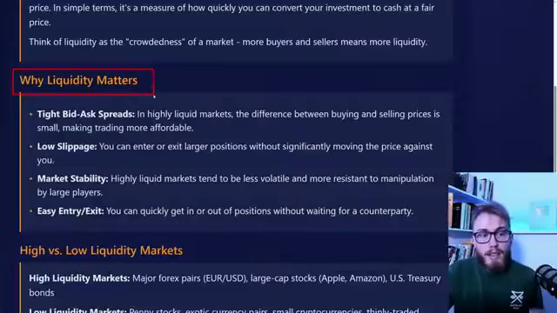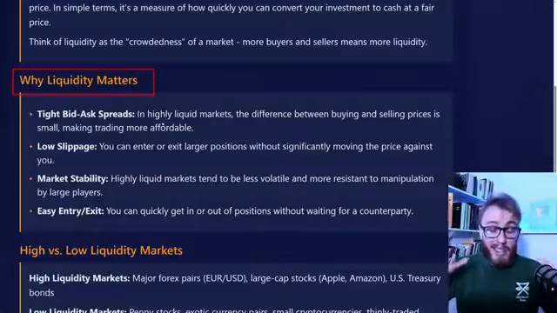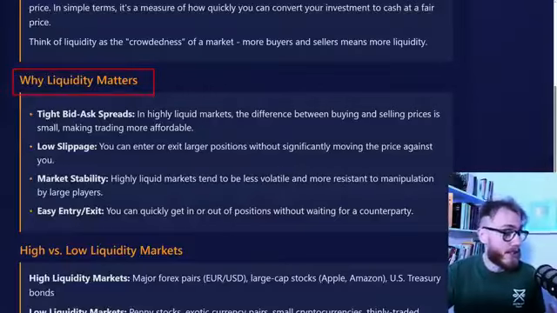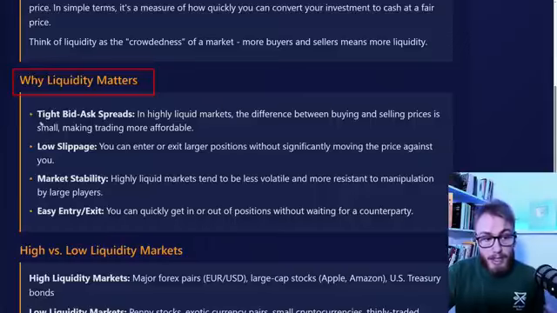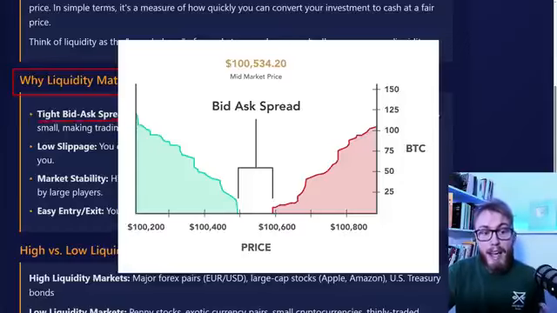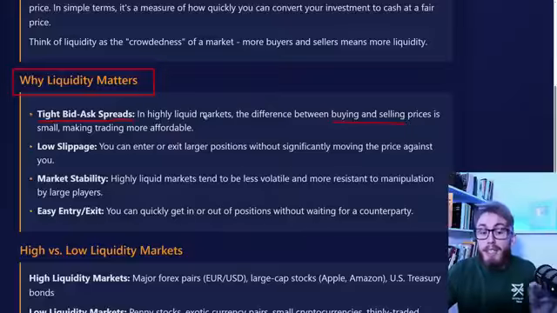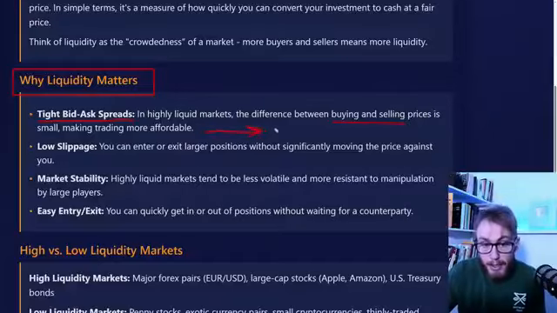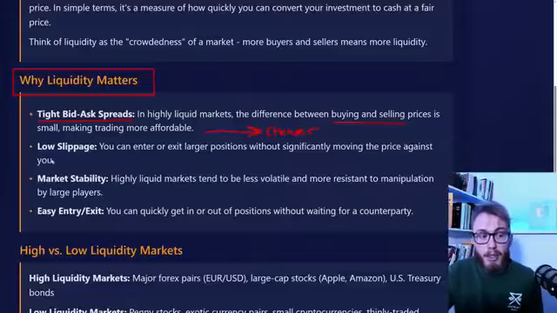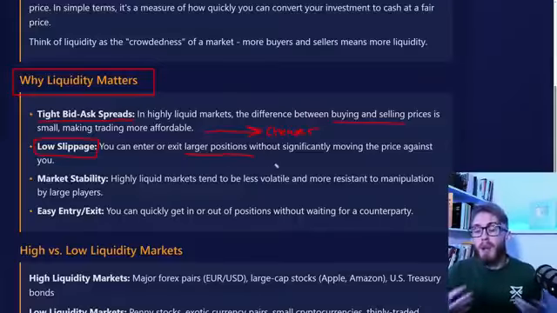But now then, why does liquidity matter? Why is liquidity so important to understand as traders? Well, the first thing about liquidity is that it leads to a tight bid-ask spread. So in highly liquid markets, the difference between the buying and selling side is small, which leads to cheaper trades, right? It will be cheaper to trade in highly liquid markets. Another very key thing is low slippage. So you can enter and exit larger positions without moving the price.